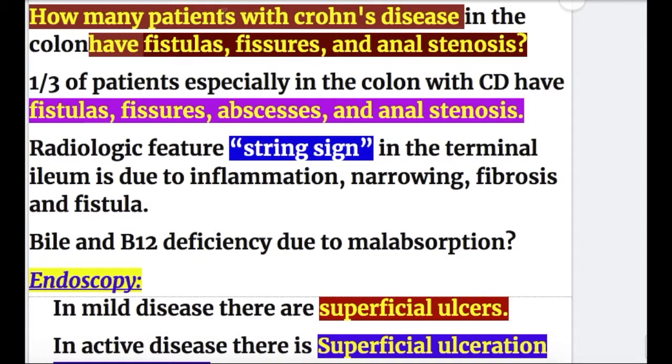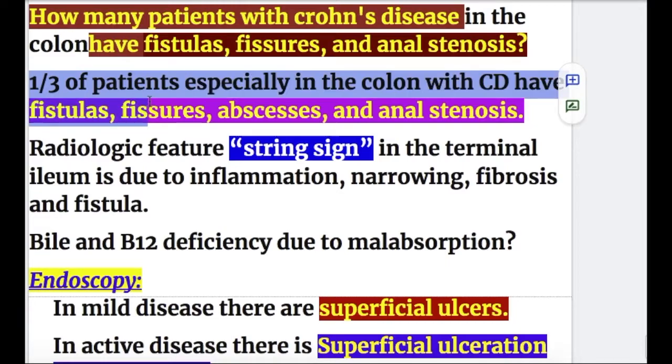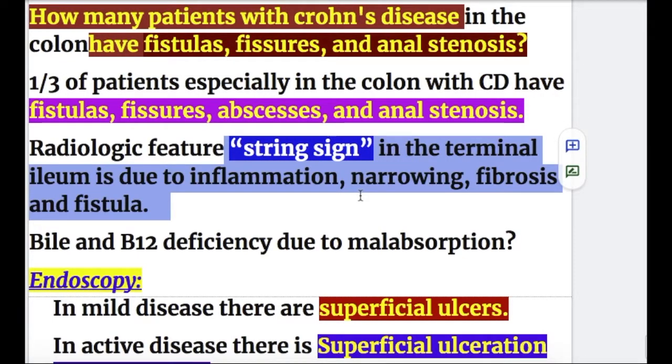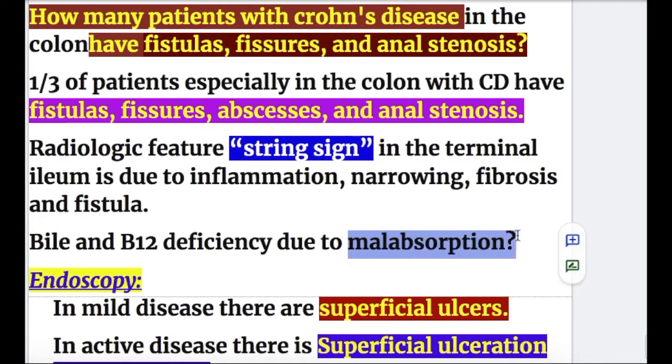How many patients with Crohn's disease in the colon have fistulas, fissures, and anal stenosis? One third of patients, especially in the colon with Crohn's disease, have fistula, fissures, abscesses, and anal stenosis. The radiographic sign, the string sign, is due to inflammation, narrowing, fibrosis, and fistula. There is bile and B12 deficiency due to malabsorption if the condition occurs in the terminal ileum, because bile and vitamin B12 are absorbed from the terminal ileum.